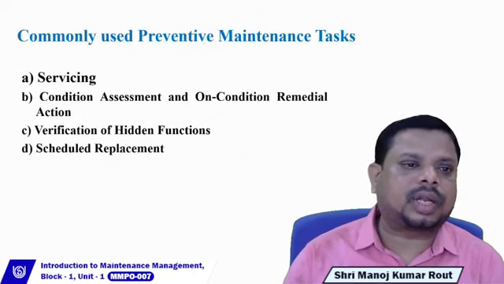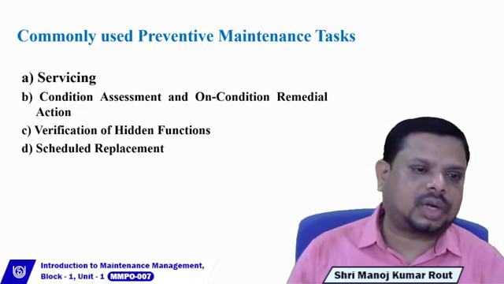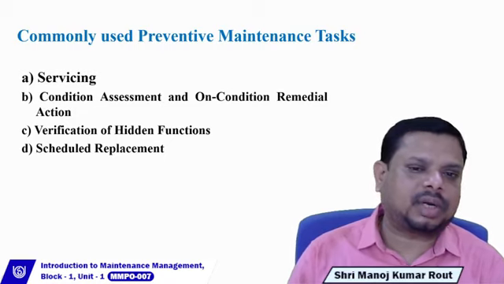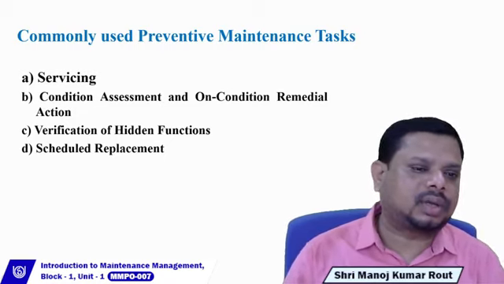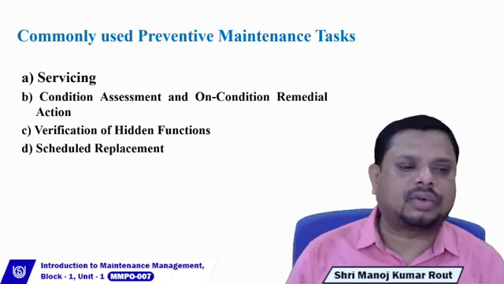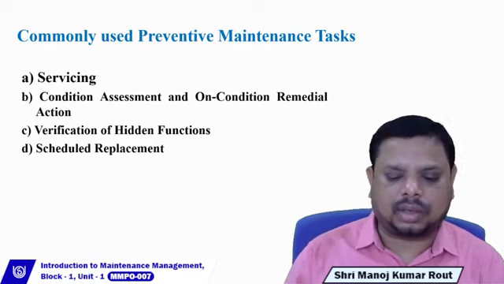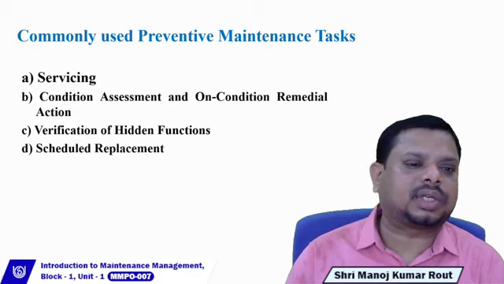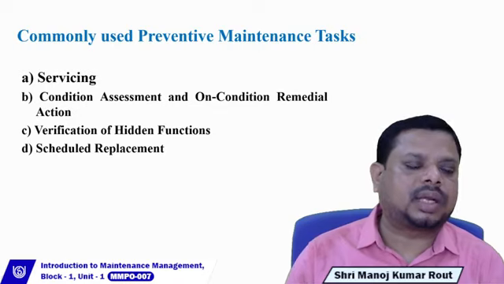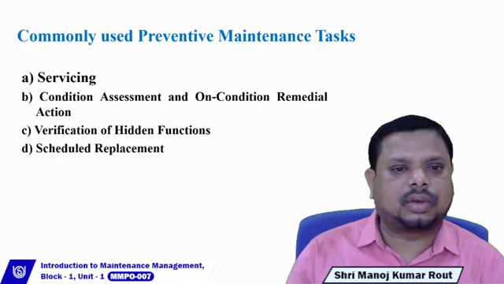Moving to the next one: commonly used preventive maintenance tasks. The first one is servicing. The second is condition assessment and on-condition remedial actions. The third is verification of hidden functions, and the fourth is scheduled replacement. Let's discuss them one by one so that you can easily understand what servicing is, what condition assessment and on-condition remedial actions are, and then verification of hidden functions and scheduled replacements.